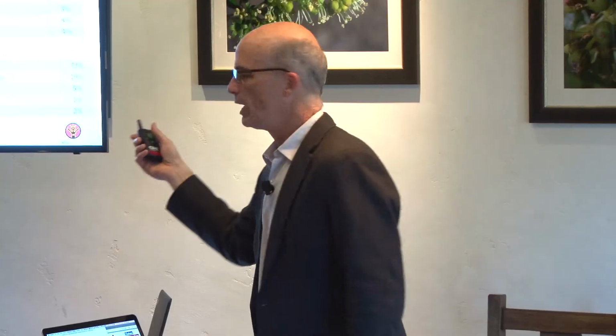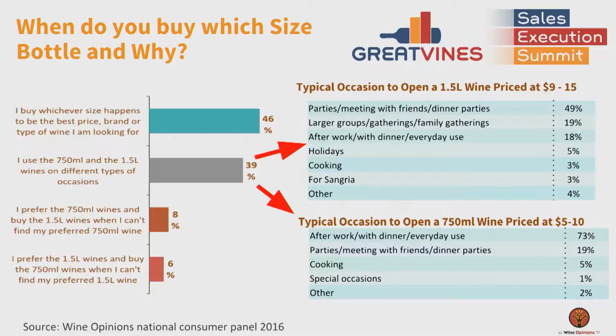So you do see different occasions, and this obviously has implications for how you merchandise and what kind of promotion you want to run. It also provides an argument for when you walk into a retailer: don't just add my 750 to add my 1.5, and vice versa. So, useful sales arguments from category level research.